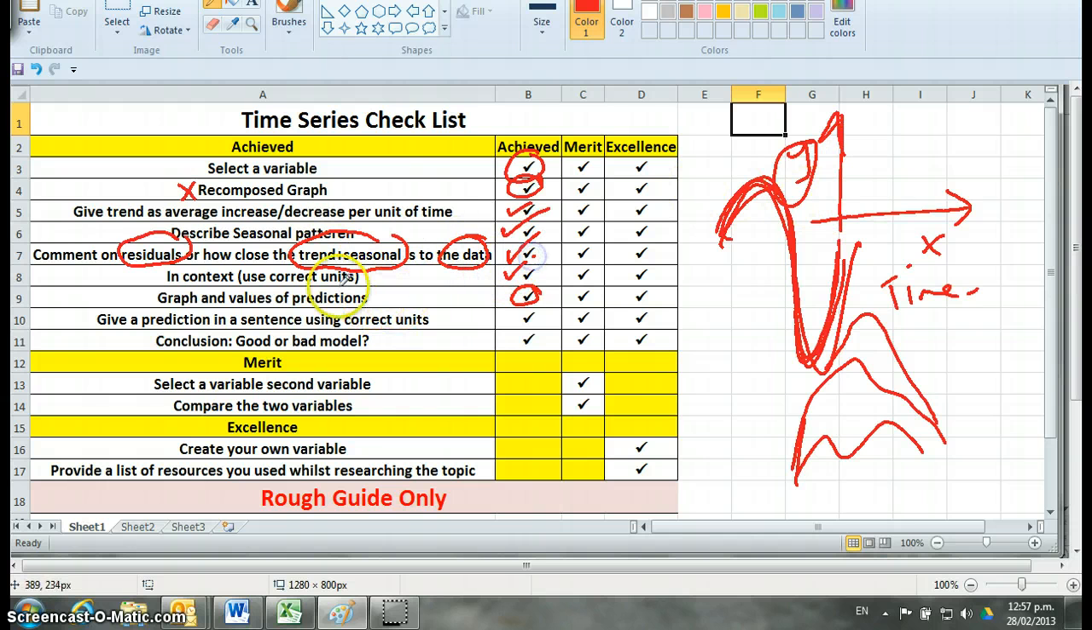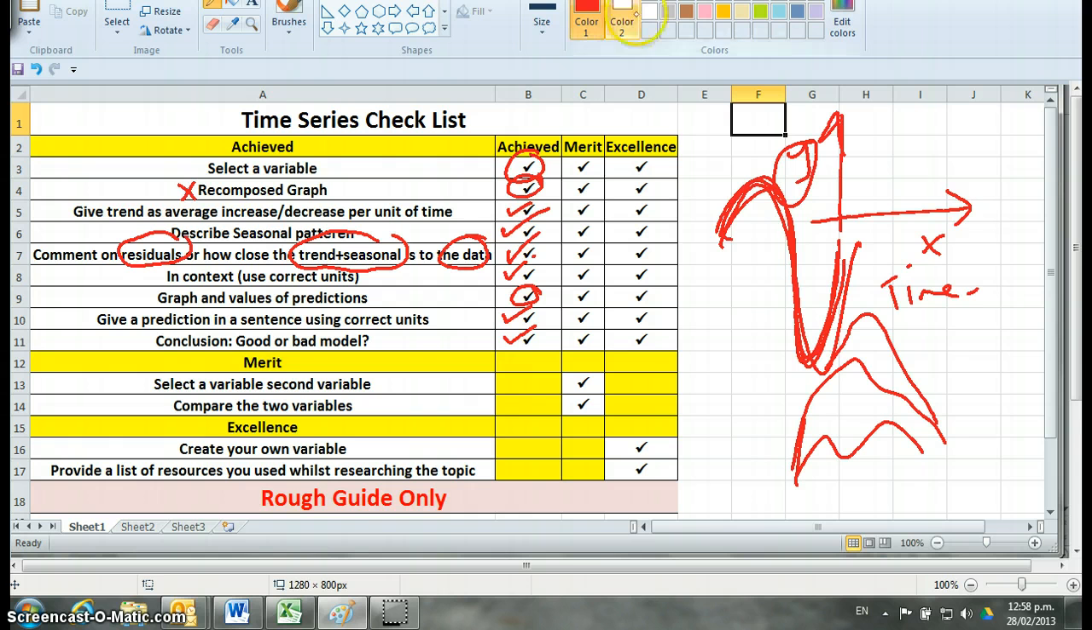Let's use the units. Now give a prediction in a sentence using units. So just pick out one prediction that you've printed for 1 month and say, I predict that, and give the sentence in context. Your conclusion, all you've got to say is, it's a good model, the predictions are good, or it's a rubbish model, the predictions are bad. Okay, just state it, state the obvious.